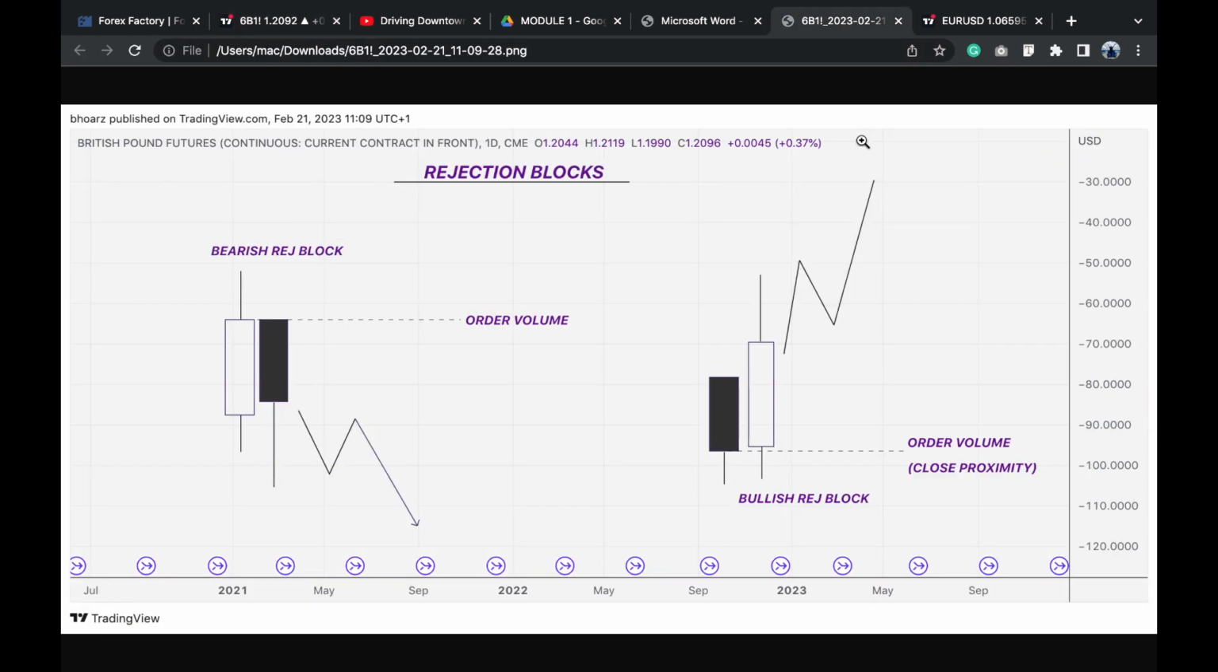Now, going back into this example, you can see here again the bodies of the candle do not have to be equal for that to be valid as a rejection block. All they need to do is be in close proximity to one another. That was the definition of rejection block I gave you guys a few minutes ago. Alright, so here you can see they're equal.